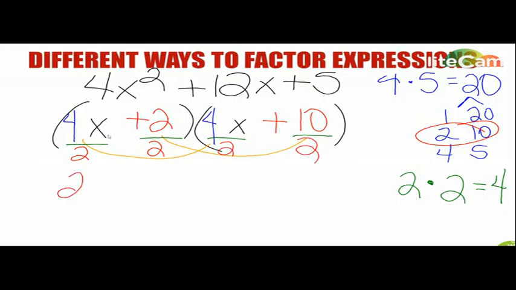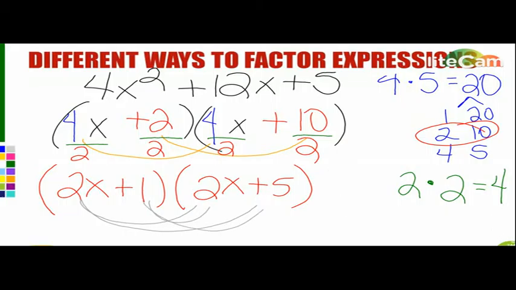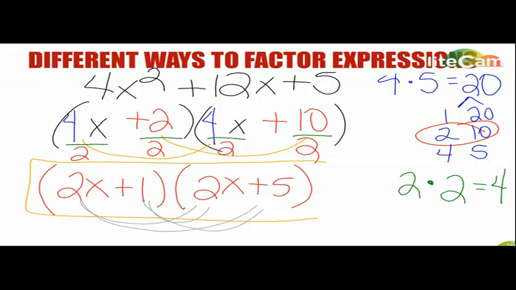All right, when I divide this 2 out, it's going to give me 2x plus 1. And when I divide this 2 out, it's going to give me 2x plus 5. That makes a 4x squared. That makes a 10x. This makes a 2x, which gives me 12x. And the last one is going to give me 5. Looks like it's going to work just fine. This is my final answer.